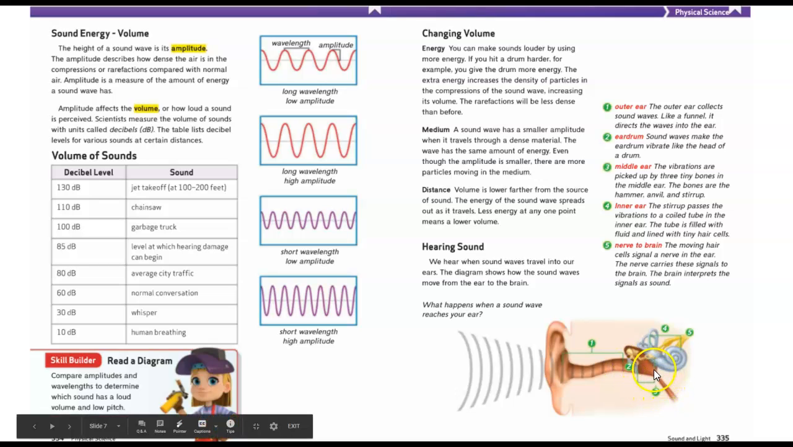Okay? Then we move here to the middle ear. The vibrations are picked up by three tiny bones in the middle ear. The bones are the hammer, anvil, and the stirrup. Okay? Here you have the inner ear. This section right here is the inner ear. The stirrup passes the vibrations to a coiled tube in the inner ear. This tube is filled with fluid and lined with tiny hair cells. And then here we have our nerve to the brain. The moving hair cells signal a nerve in the ear. The nerve carries these signals to the brain. The brain interprets the signal as sound. Isn't that crazy how our ears and those tiny hairs and nerves can carry that to your brain?